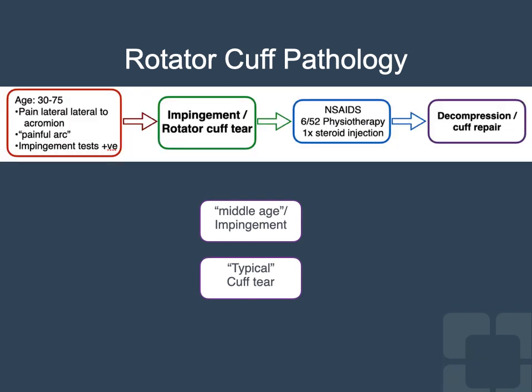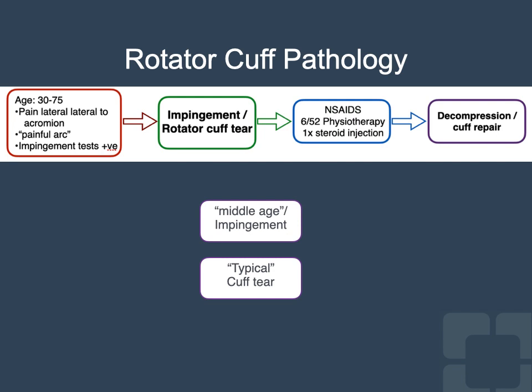If we look first at the most typical form, which is the middle-aged patient with rotator cuff pain, that's the classic lateral to the acromion, painful arc on abduction, and they have positive impingement tests, although I wouldn't spend too much time on those. It's very difficult to know whether they have impingement or a small to moderate rotator cuff tear on clinical examination, but actually in the initial phases, the treatment's all the same.